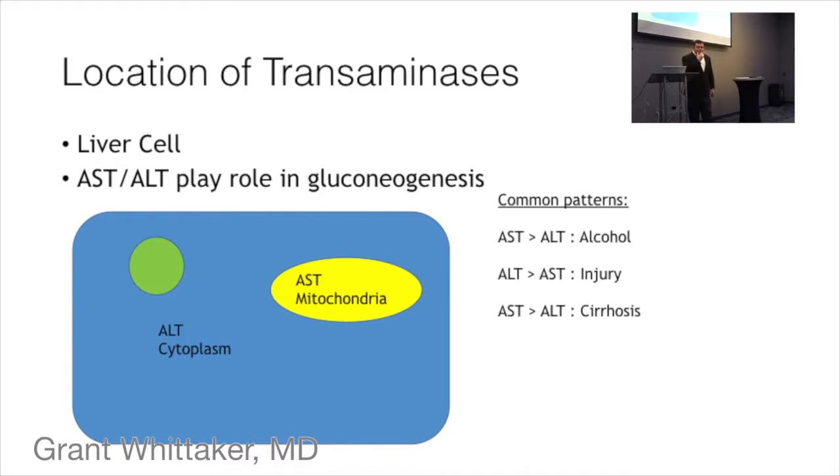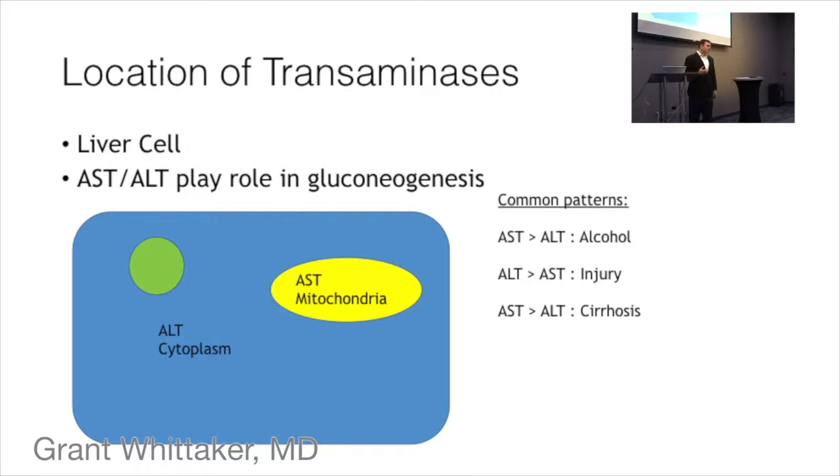So your transaminases, AST and ALT, these are from the liver cell. The AST is from the mitochondria, the ALT is in the cytoplasm, and looking at the AST-ALT ratio can actually give you a lot of information. So with a normal AST-ALT ratio, the ALT should be higher than the AST. And in most patterns of liver injury, your ALT is going to be higher than the AST.